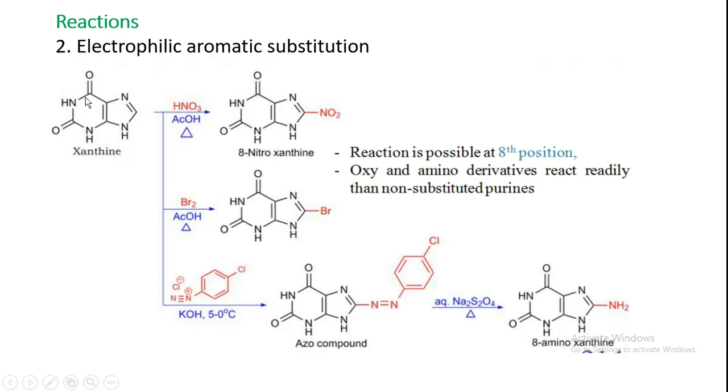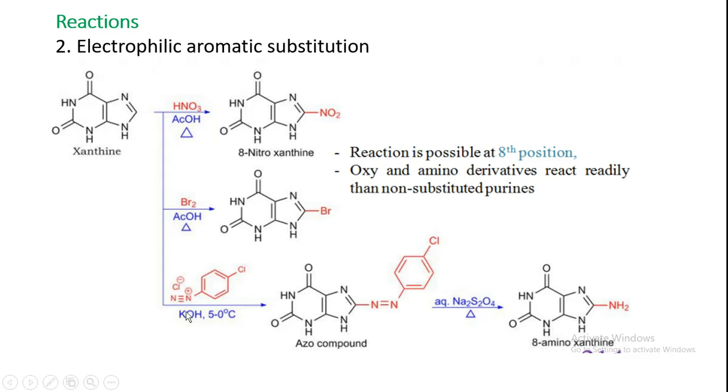Then next, electrophilic aromatic substitution. You see nitration. The reaction is possible at the 8 position mainly. Oxy and amino derivatives react more readily than non-substituted purines. Here you see nitration is taking place in this position, giving 8-nitroxanthine. Electrophilic substitution on xanthine, which is a derivative of purine: bromination at the 8 position mainly takes place.